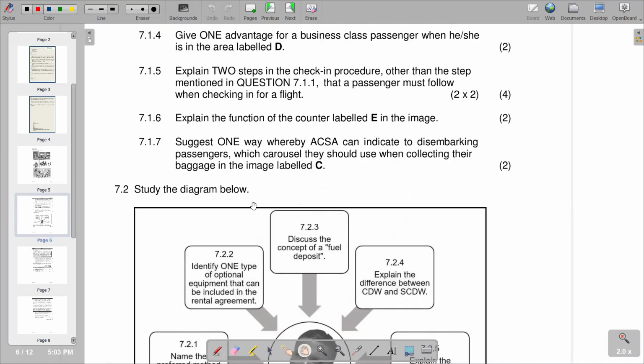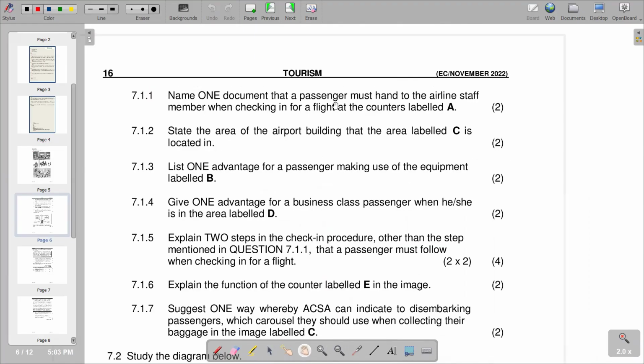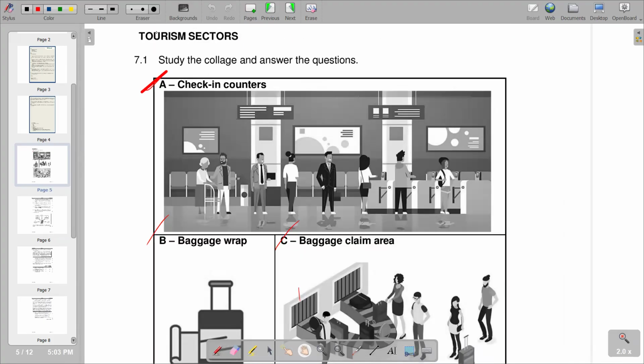The first question that we have is, name one document that a passenger must hand to the airline staff member when checking in for a flight at the counter labeled A. So we need one document that a passenger must hand to the airline staff. We are referring to the counter labeled A. So we refer back, and we see that we have it here as our counter labeled A.